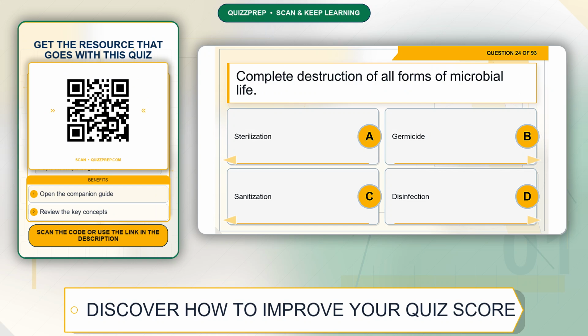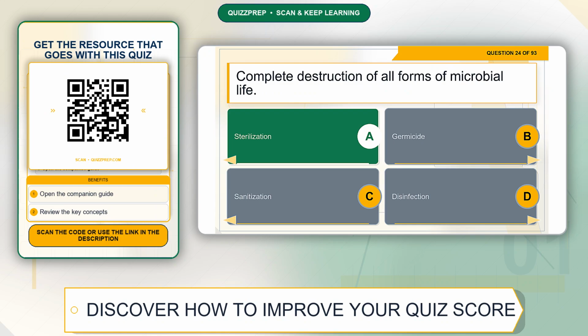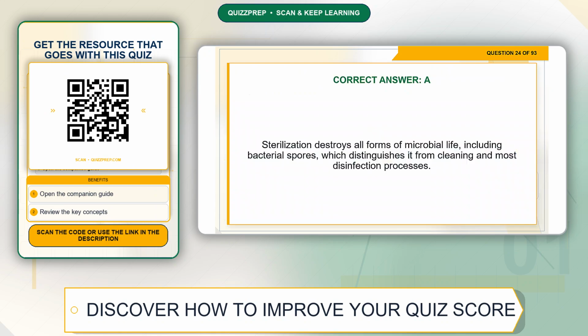Question 24. Complete destruction of all forms of microbial life. Option A, sterilization. Option B, germicide. Option C, sanitization. Option D, disinfection. The correct answer is option A, sterilization. Explanation. Sterilization destroys all forms of microbial life, including bacterial spores, which distinguishes it from cleaning and most disinfection processes.